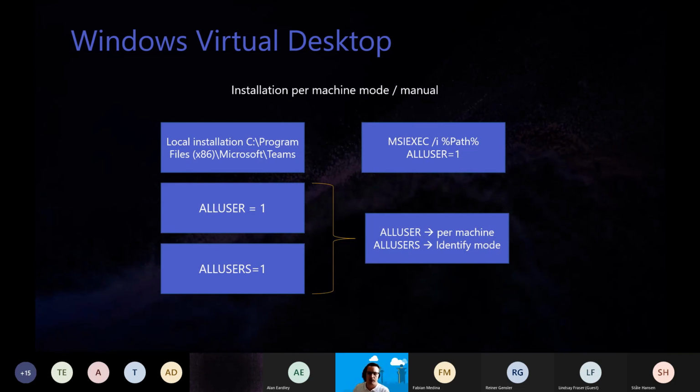But in general, if Microsoft Teams is not part of your golden image, for example, it's sufficient to go for ALLUSER=1 over ALLUSERS=1. And by the way, ALLUSERS=1 by itself is not working in VDI environments, except you use it in combination. And this is how you can simply and successfully install Microsoft Teams.